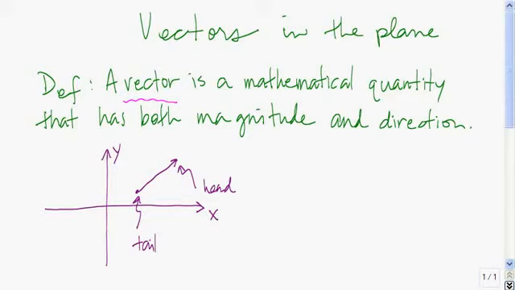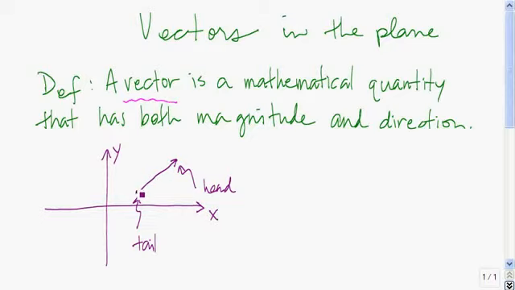Okay, in this video I'm going to talk about vectors in the xy plane. So let me start with a definition. A vector is a mathematical quantity that has both magnitude and direction. You'll often see vectors in a field such as physics. Graphically, a vector is often represented as an arrow or a directed line segment.